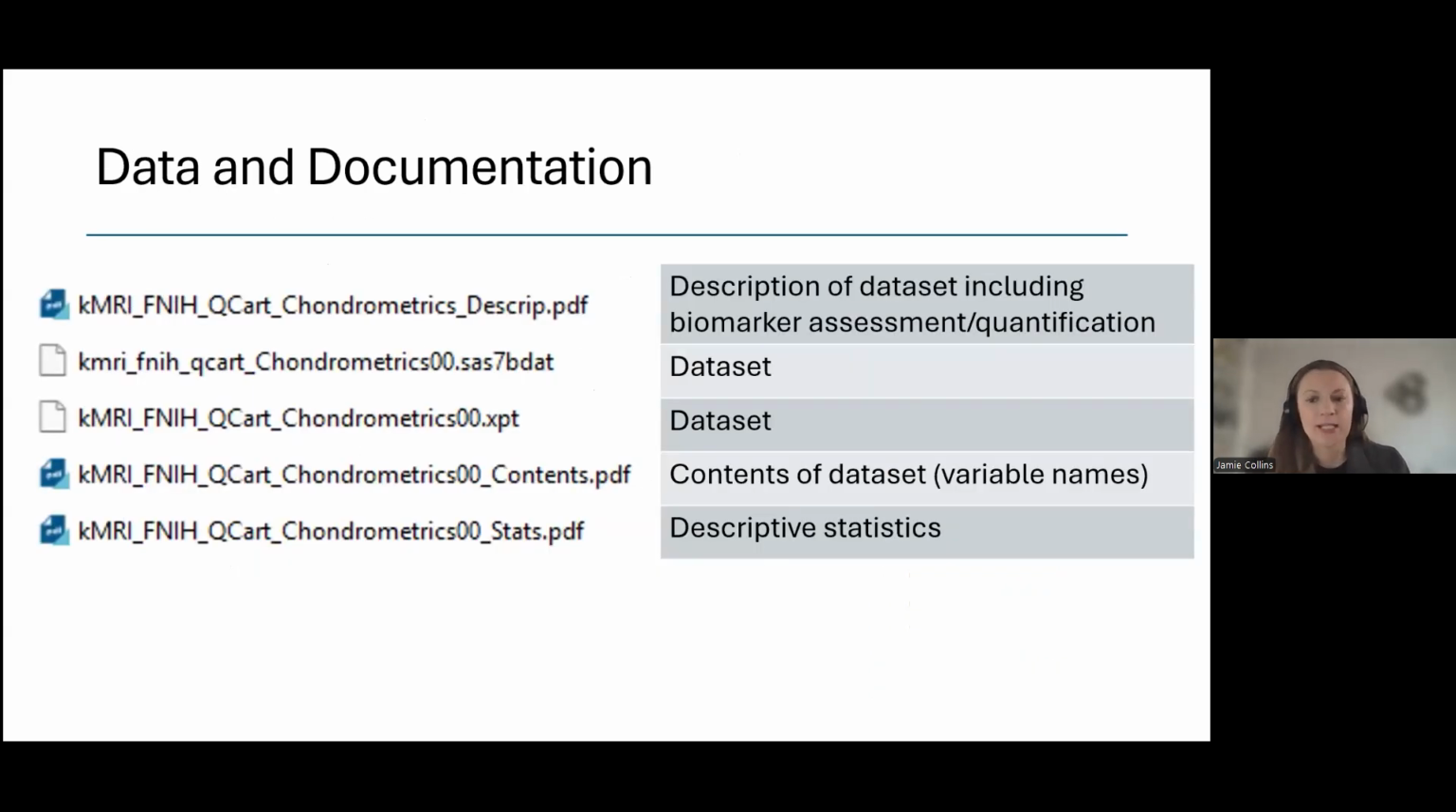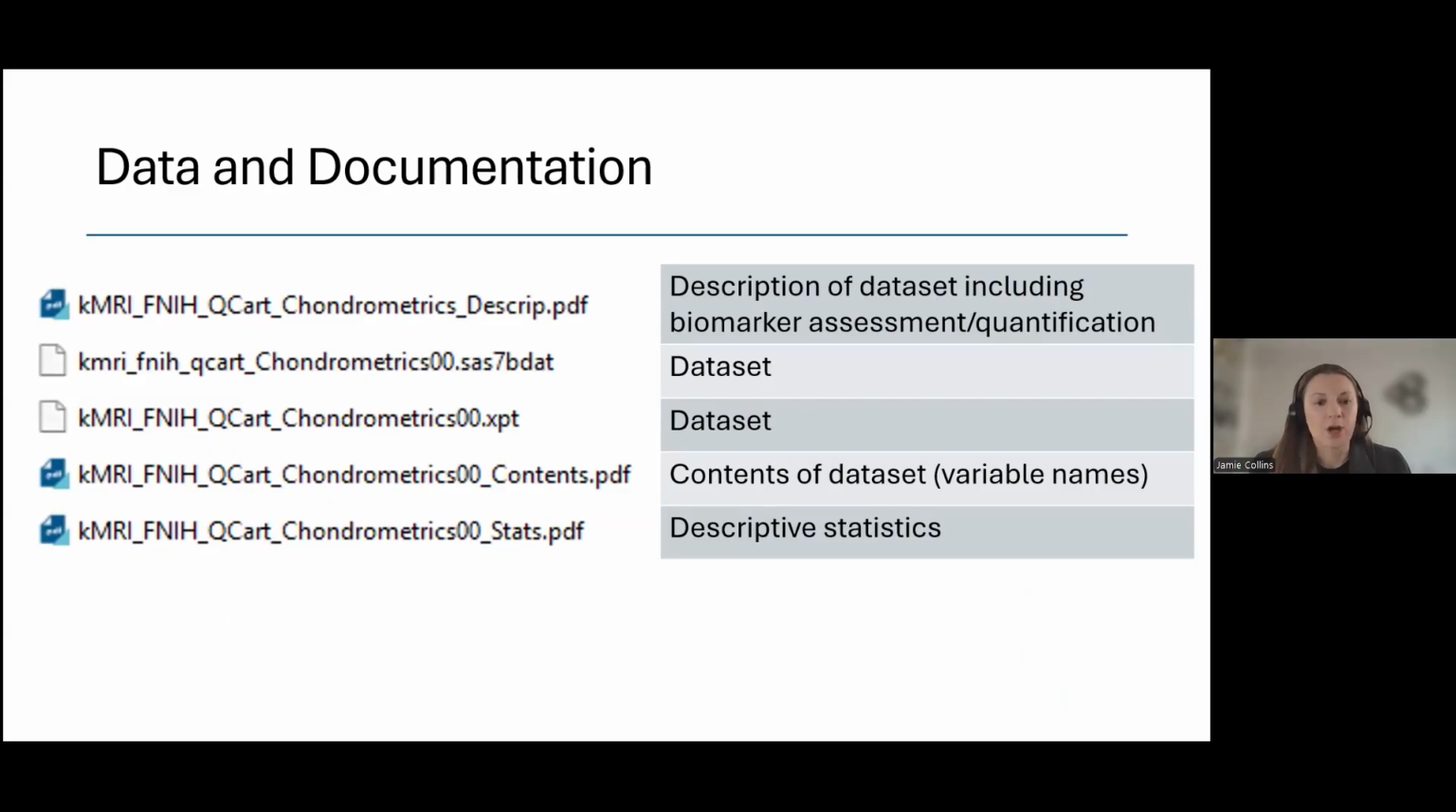If you've not worked with OAI data before, it can be a little bit overwhelming at first, but I think it's a good thing because there's a lot of description of exactly what you're looking at. So you'll see several files for each data set. For example, here, if you were interested in working with that chondrometrics data, the quantitative measures of cartilage, you would start by looking at this descript.pdf. This is the description of the data set that includes biomarker assessment and quantification. So exactly how the markers were assessed, how they were measured, and it provides references to publications describing that.